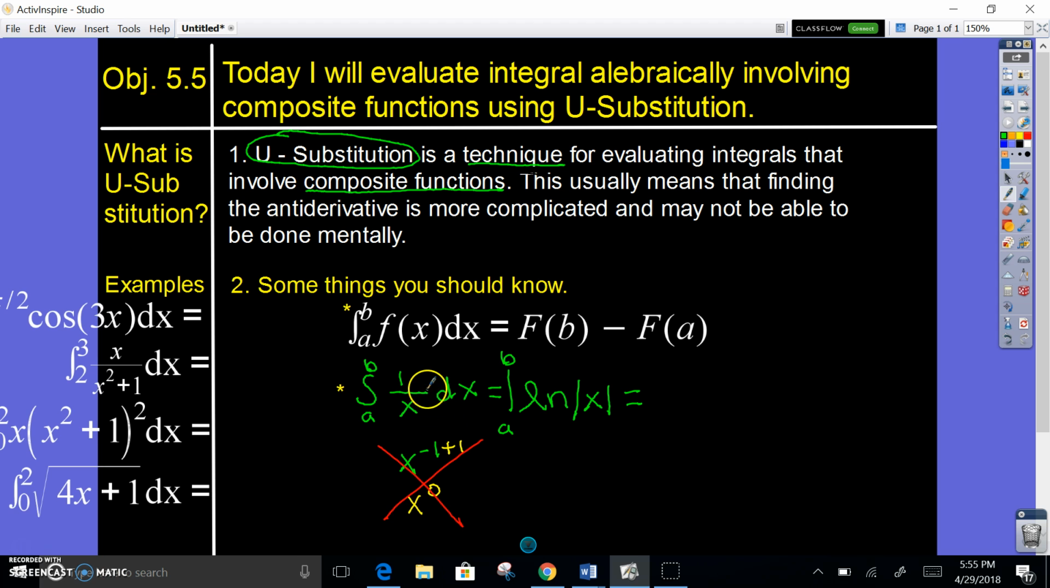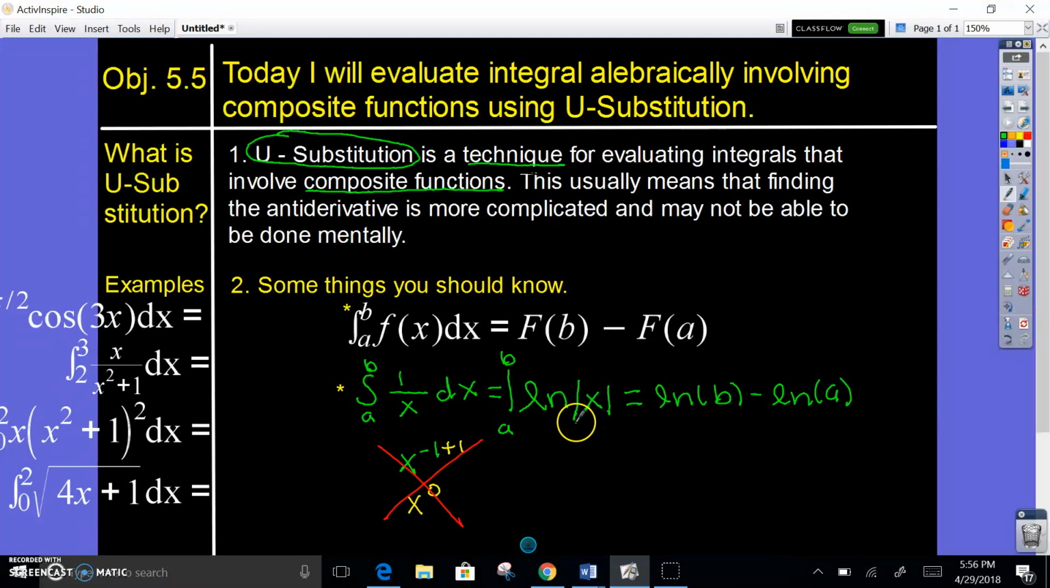But anytime you take the antiderivative of 1 over x, it's going to be natural log, and you must include absolute value around the x. And so you would finish that with natural log of b minus natural log of a. And I'll explain this more in the future, but basically if you look at the original function 1 over x, its domain is all numbers except 0. That means you should be able to put in negatives and you should be able to put in positives, just not 0.